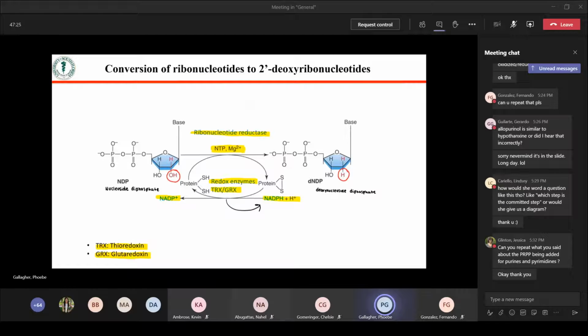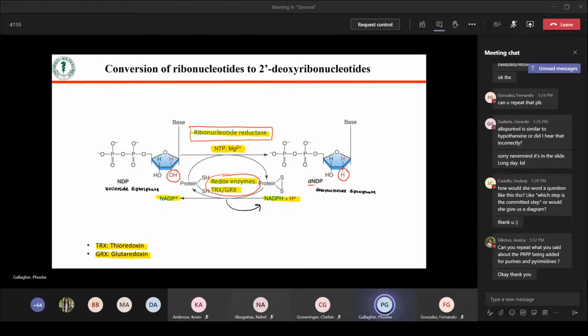This is a little bit more important to understand because this is how you go from an RNA base to a DNA base, because now you're doing the deoxynucleotide versus the ribonucleotide. So there are two enzymes that work together to do this. You've got your ribonucleotide reductase, which is the main enzyme that allows a nucleotide to become a deoxynucleotide. And then it works alongside these redox enzymes.